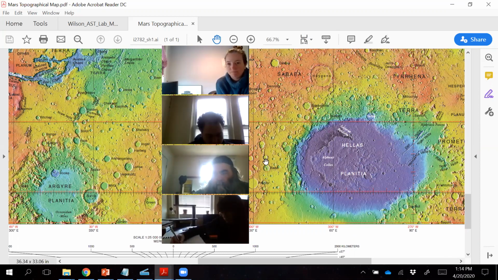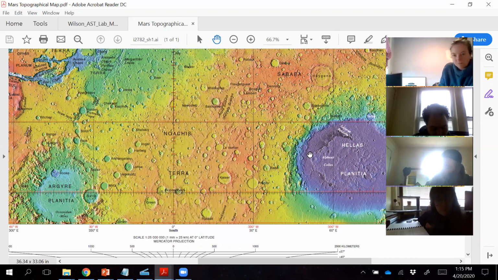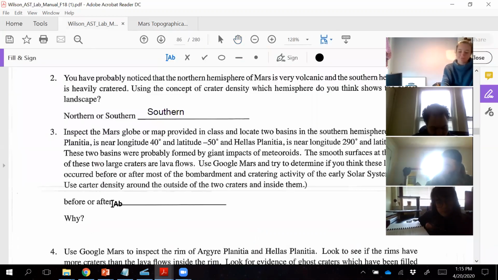Anyone? It's like after. Yes. How do we know that, Jace? Not as many craters. There's a few. That's right. But this is kind of like the same story that we had with the lunar Maria, correct? They're much smoother than those craters. So let's type that in. After.